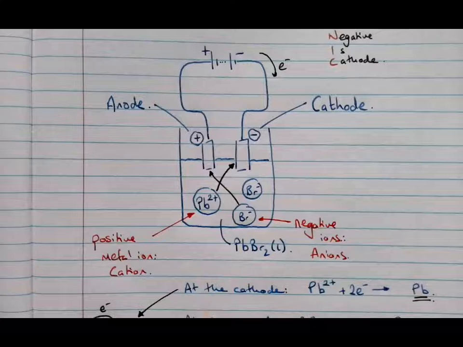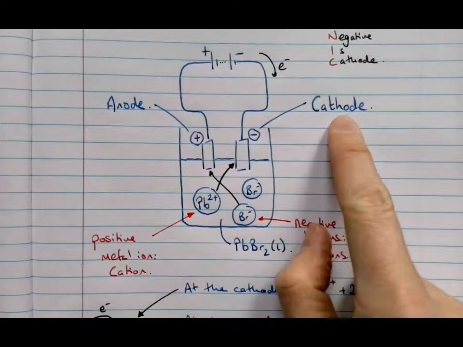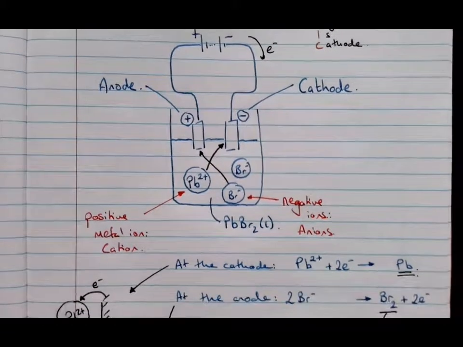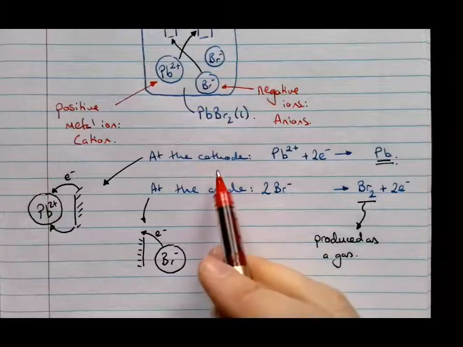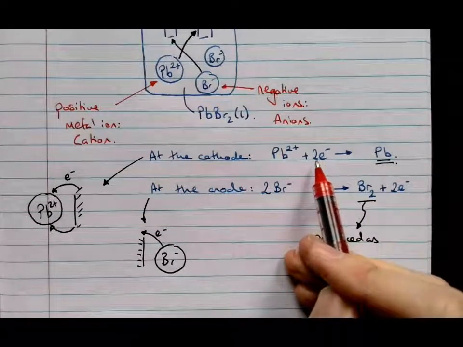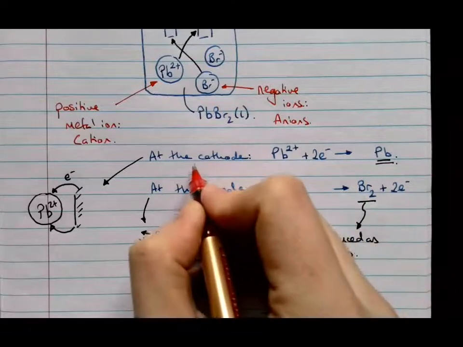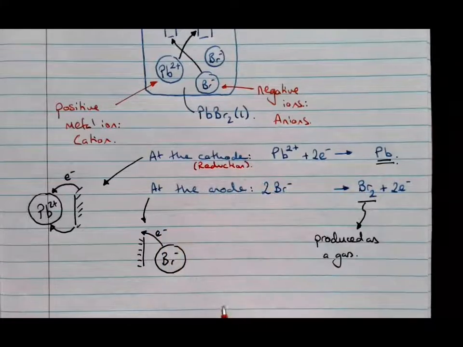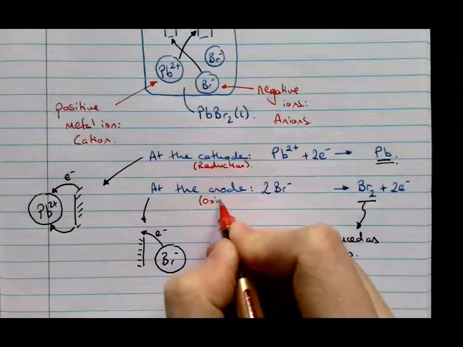It's also worth remembering that at the cathode, we are gaining electrons, and the gain of electrons is reduction. And at the anode, we are losing electrons, and the loss of electrons is oxidation. So you will always get reduction at the cathode, oxidation at the anode.